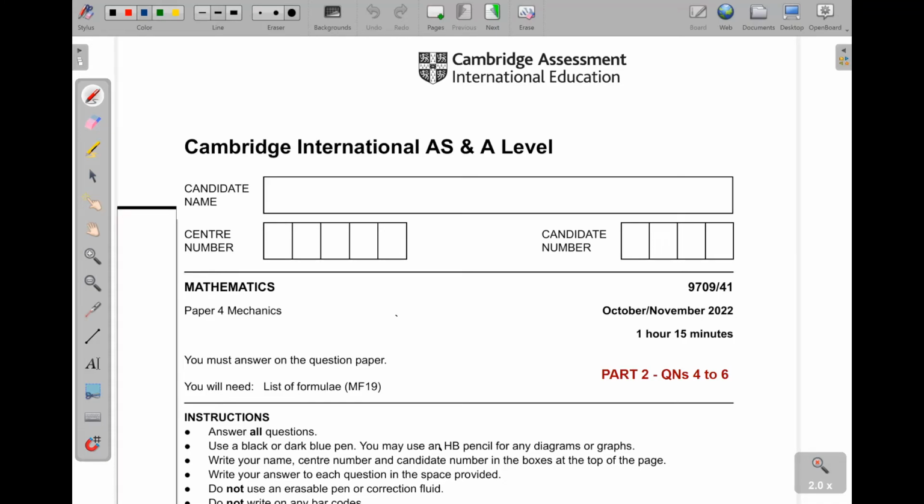This is Teacher Simon taking you through Cambridge International AS and A-Level Mathematics Paper 4-1 for October-November 2022, for questions 4 to 6. Question 4.